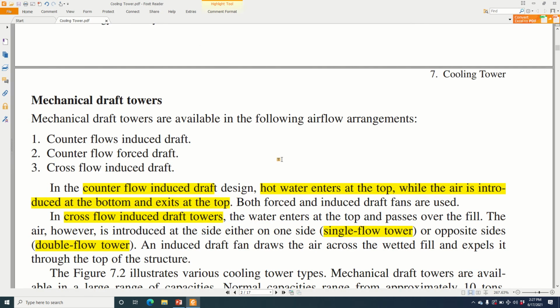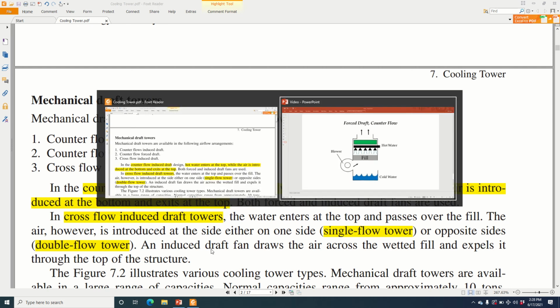what is cross flow. In cross flow induced draft towers, the water enters at the top and passes over the fill. The air, however, is introduced at the side, either on one side, single flow tower, or opposite sides, double flow towers. So that means water is coming from top and air is blown through sides. Let me explain with a figure.